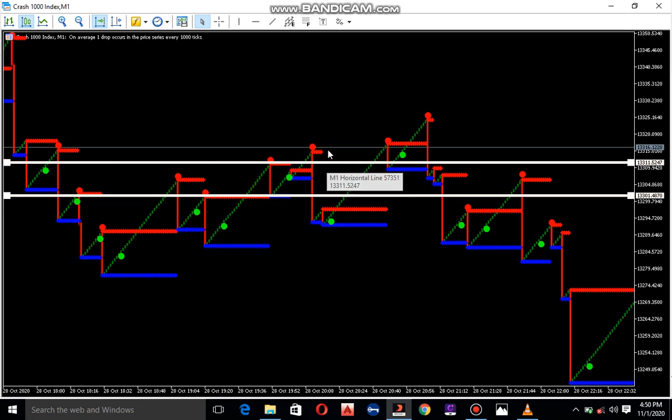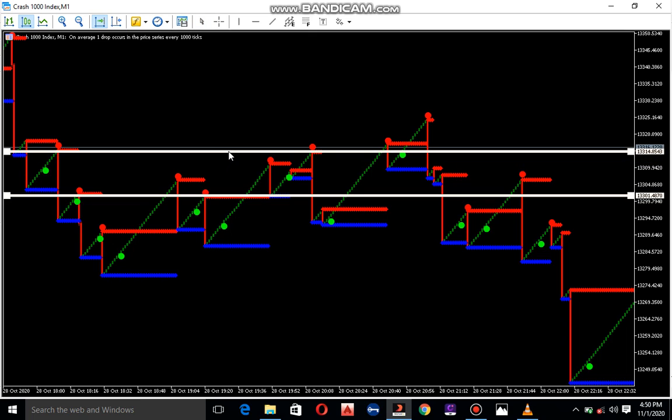What triggered this spike right here was this resistance level. It was untested, and price got there in the near future and tested that resistance level. That was the reason for that spike.